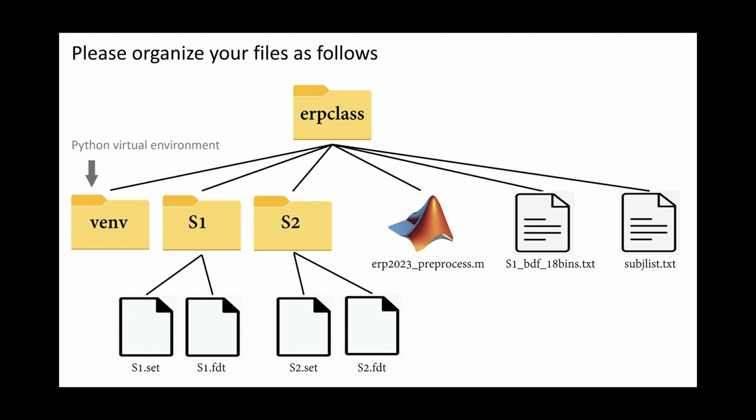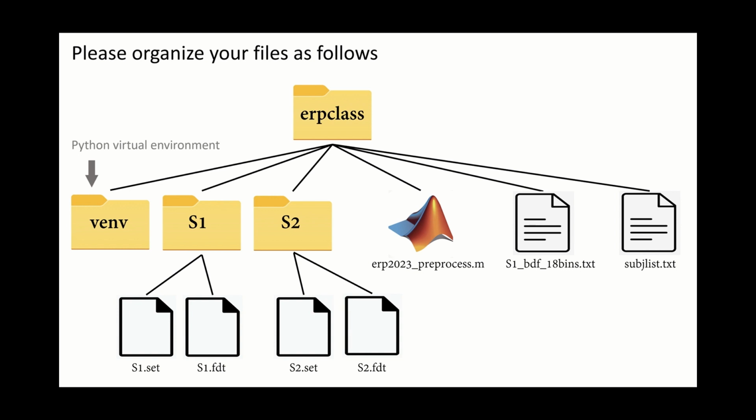And also for homework 4, you must have downloaded S2.set and S2.fdt. However, I don't suppose you created an S2 folder, so what I want you to do right now is to go inside your ERP class folder and create a subfolder named S2 and move or copy S2.set and S2.fdt into your S2 folder.